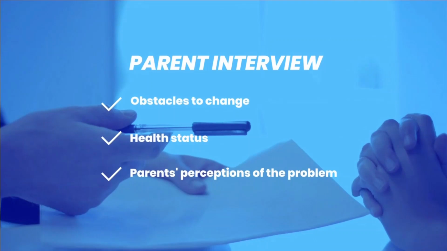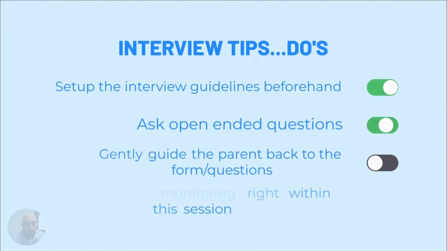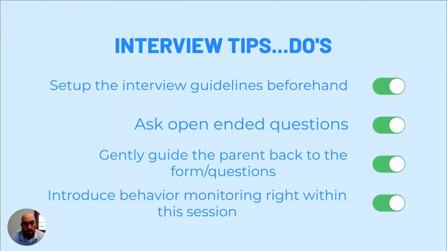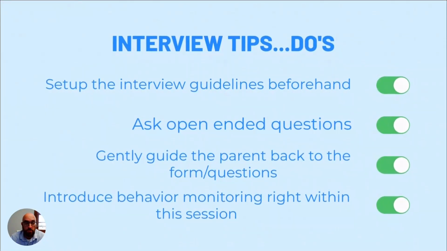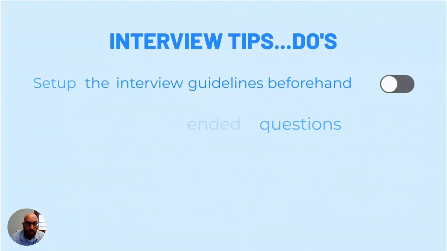There's a couple of interviewing tips with parents that I'll say are do's, and then there's a few that are don'ts. Do's: the first would be setting up the interview guidelines beforehand, providing general topics of what will be covered, the content, and the time it might take. Asking open-ended questions, gently guiding the parent back to the form and the questions to stay on track, and then introducing behavior monitoring right within session 1, making sure we introduce how to track those behaviors that the parent wants to see decrease, but also the behaviors that the parent wants to increase.